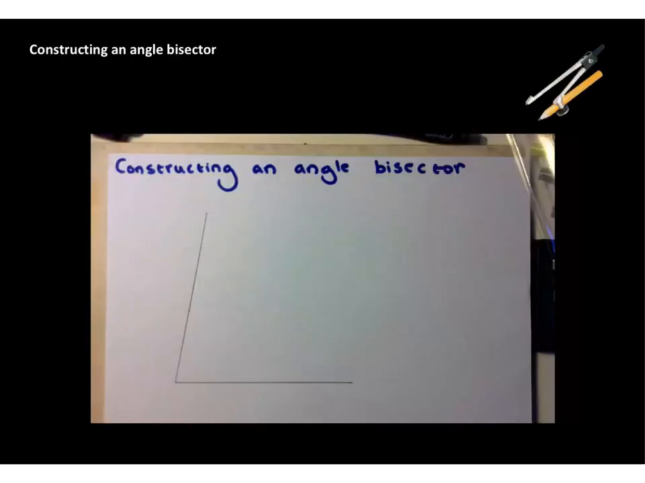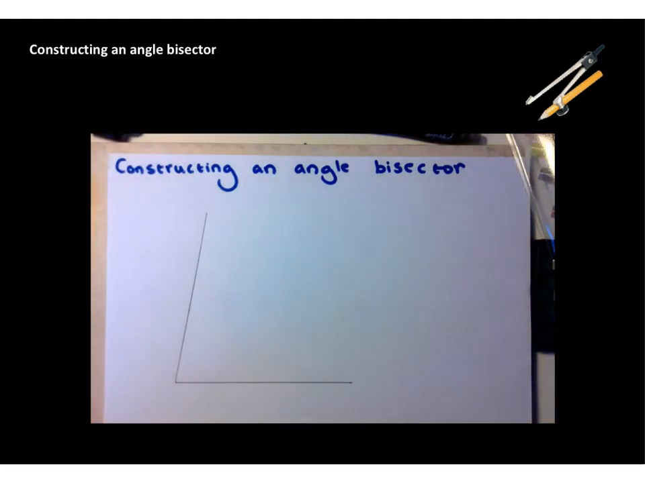So you're now going to see a demonstration of how to construct an angle bisector. Don't make any notes during this part of the video, just watch it through, make sure you understand it, and then afterwards some slides will come up which recap the process and you can use those to practice the construction yourself and to make the notes.